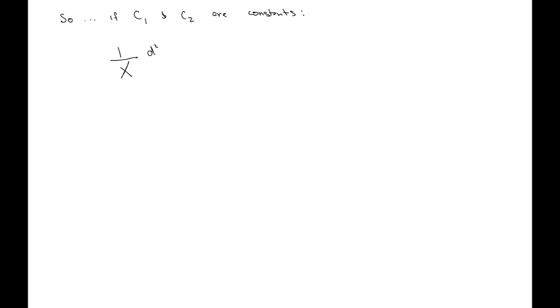Now I'm going to define new constants. I'm going to call them C1 and C2. They are constants, which means they're not changing. I'm going to let the first term, 1 over big X times the second derivative with respect to x, be equal to the C1 constant, and the other term is going to be equal to the other constant, C2. Of course, I know that if I add those two constants together, they're going to sum to 0.